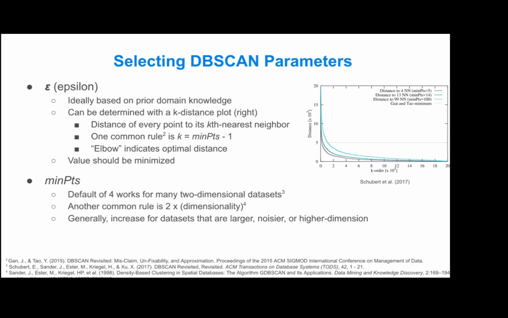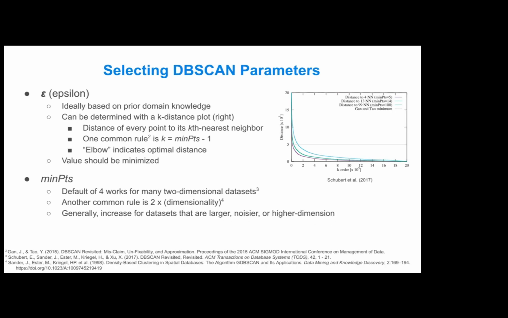For min points, one rule is that you can use just 4 for many 2-dimensional data sets, but generally you want min points to actually increase as you get data sets that are larger, noisier, or higher dimension. And you can think about that kind of intuitively as if you have a lot of points, then clusters are probably going to also be larger, so you want more of those points to be counted within a cluster.